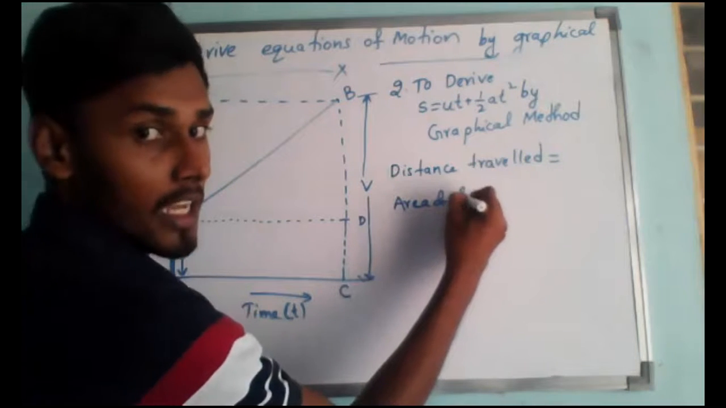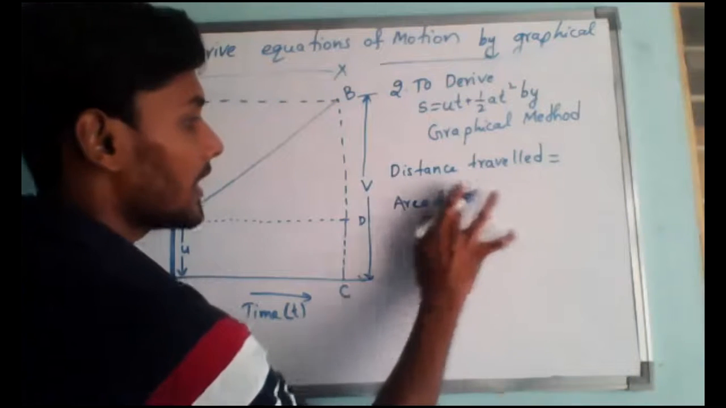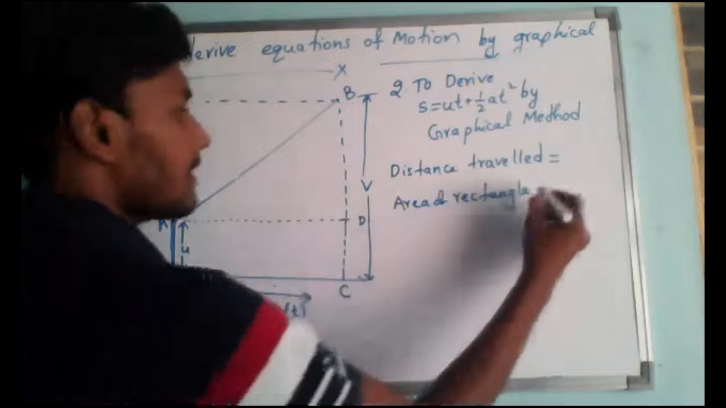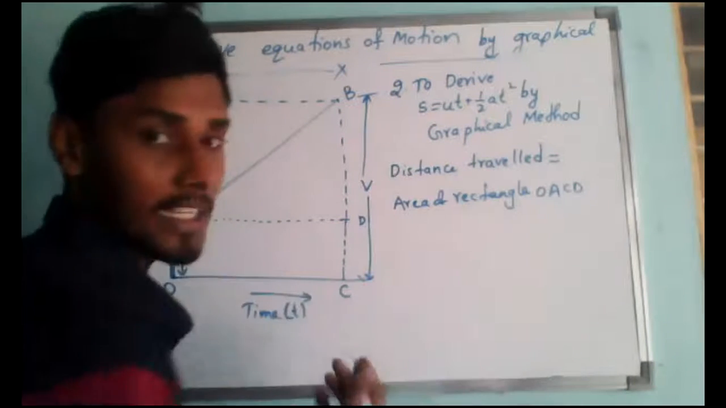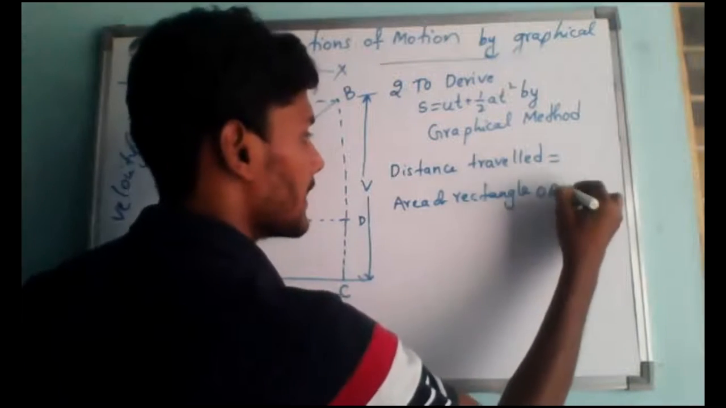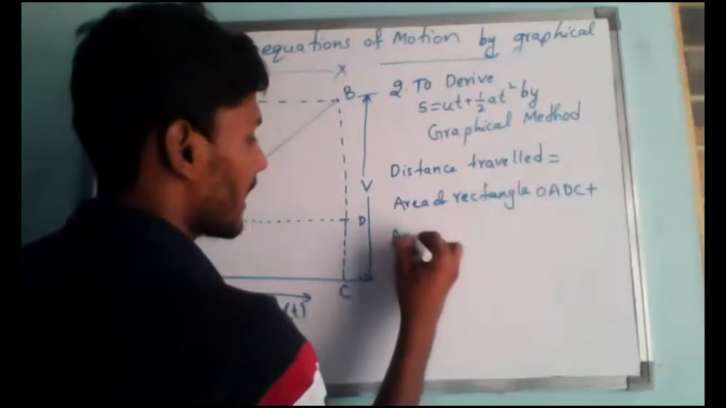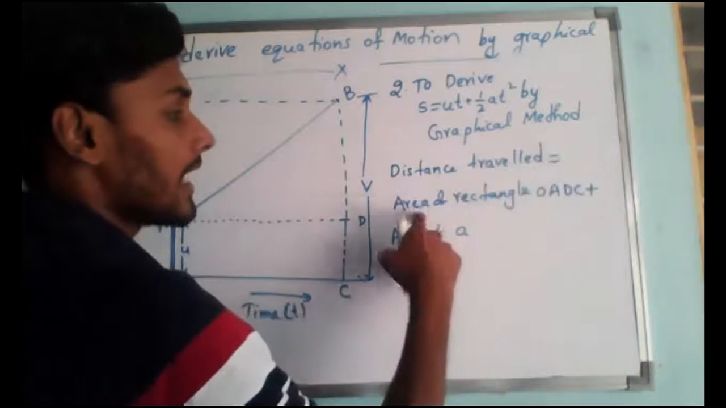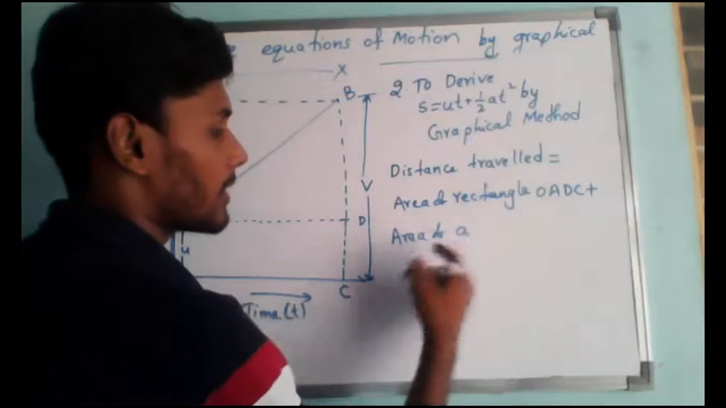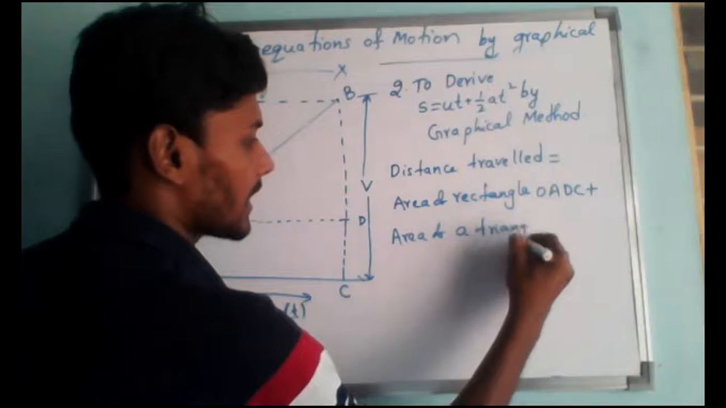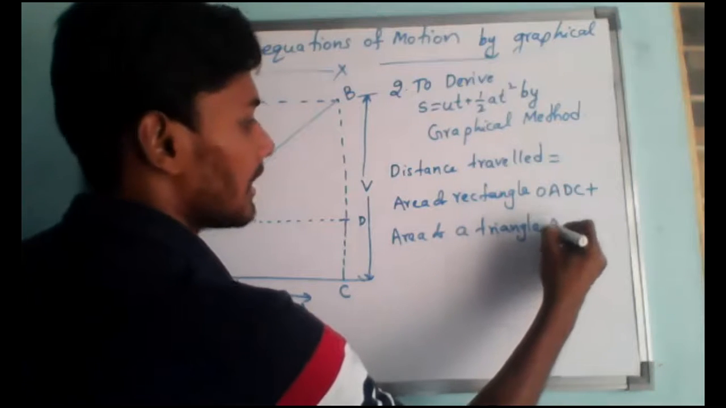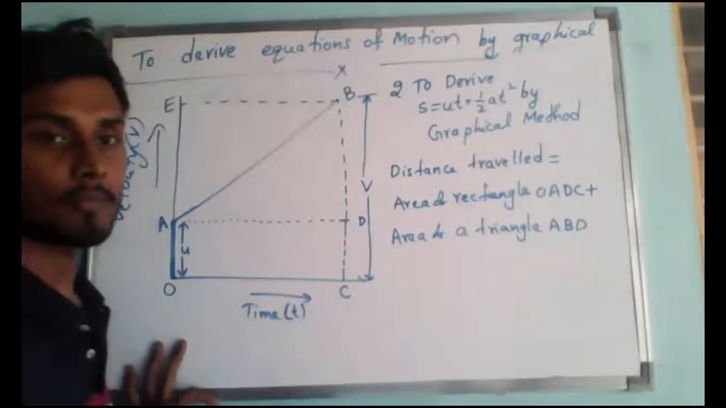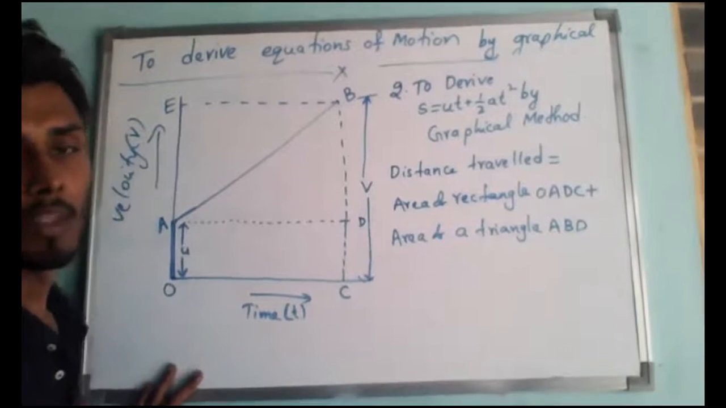Area of the figure. Tell me, area of rectangle OADC. Distance traveled equals area of rectangle OADC plus area of a triangle. What is the triangle? ABD. That's all. So till here, any doubt? Anybody who wants to ask me? Any doubt?